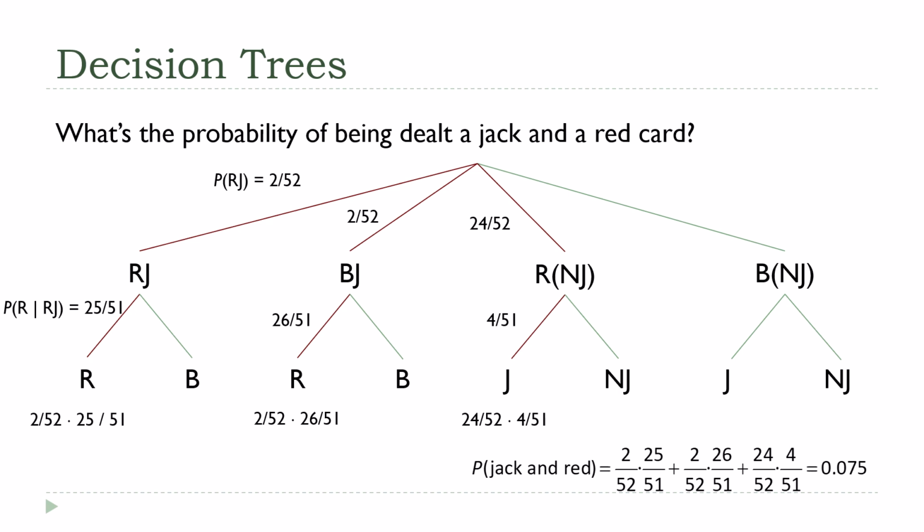Because they're all disjoint, we can just add them up and get the total. And if you think back to our previous lecture, this is the probability of jack and red, not jack and then red, because both jack then red and red then jack are covered in the branches that we chose to add up. So this whole structure here is what we call a decision tree.